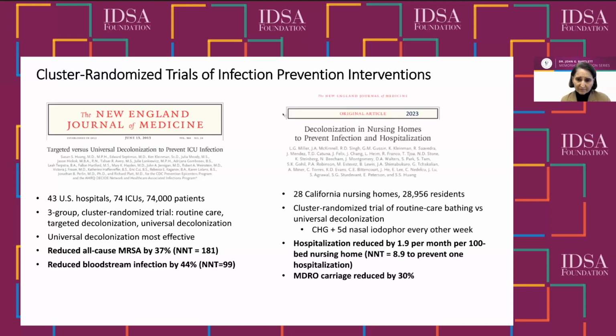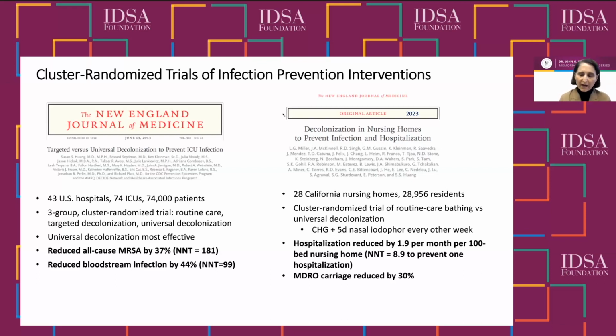Next slide. And again, a more recent follow-up to the study, a number of studies have been done, but this is the most recent one that I'm aware of, that now changed the focus from ICUs to nursing homes, which again, we know have a big antibiotic resistance problem. So this was done in California, 28 nursing homes were involved. Almost 29,000 residents, 14,000 in the intervention arm. This was a cluster randomized trial of routine care bathing versus universal decolonization, again with chlorhexidine, but now with nasal iodophor.